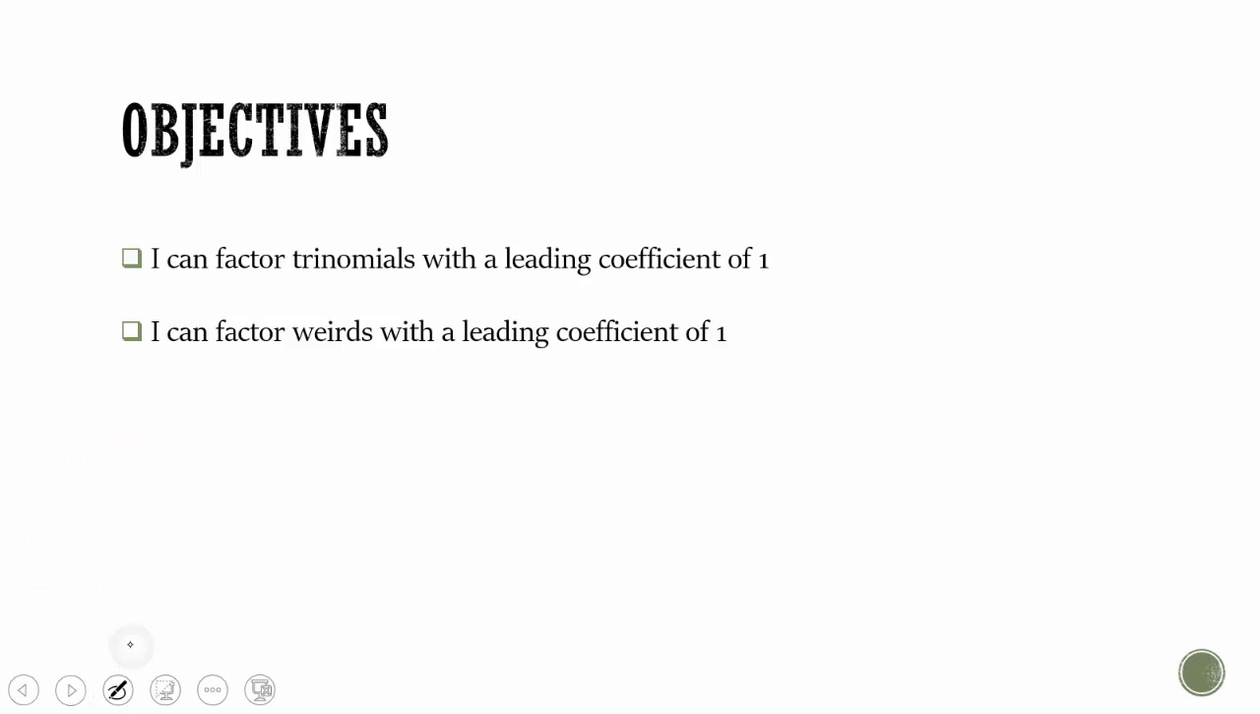And what I mean by that is we're going to have trinomials, so 3 things, like x squared plus 3x plus 2. The leading coefficient is this number right here, and every one that we're going to do today, your leading coefficient should be 1.